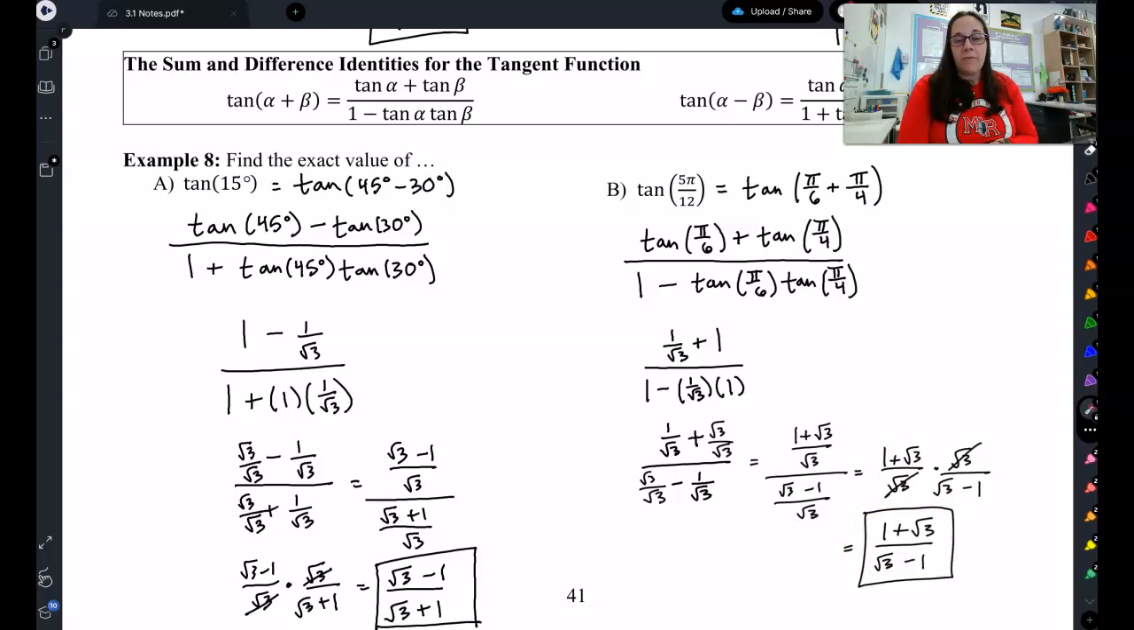And that is all for lesson 3.1. So that is about half of the trig identities you're going to have to memorize for chapter 3. In 3.2, we'll learn the rest of them.